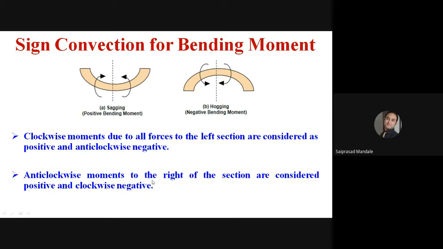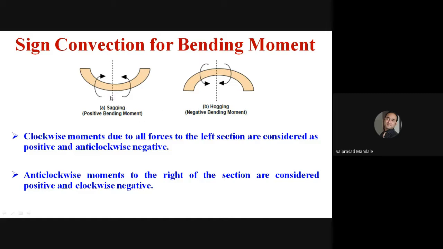Anti-clockwise movement to the right of the section. So here it is an anti-clockwise movement. Right of the section is considered as positive and clockwise as negative. But we are mostly focused on the left hand side only. So we have to focus on clockwise movement as positive and anti-clockwise movement as negative.